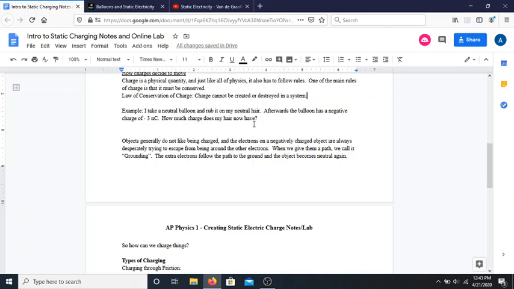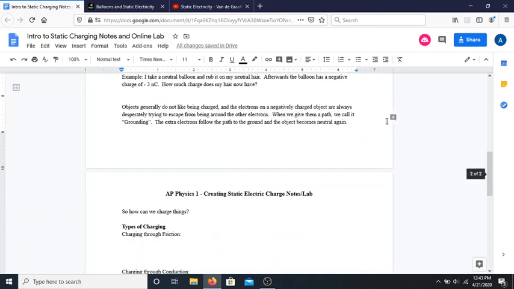All right? Now, objects generally don't like being charged. And the reason is because electrons, that we've talked about, absolutely more than anything else in the world, hate other electrons. All right? Now, if I'm making something negatively charged, the electrons that are being added to it are getting more and more upset because they're desperately trying their best to get away from other electrons. All right? Which means that if we charge something and we give that charge a path, we can actually move those electrons somewhere else.